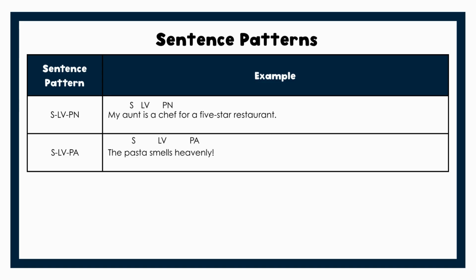The last sentence pattern that we have is the subject, linking verb, predicate adjective pattern. An example sentence would be, the pasta smells heavenly. Pasta is our subject and smells is our linking verb, state of seeming. Remember that a predicate adjective is connected to the subject by a linking verb and modifies or further describes the subject. Our predicate adjective here is heavenly because it describes how the pasta smells.